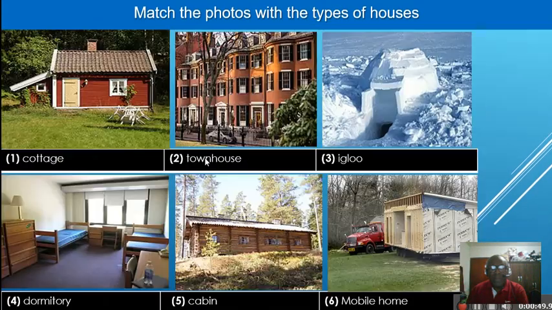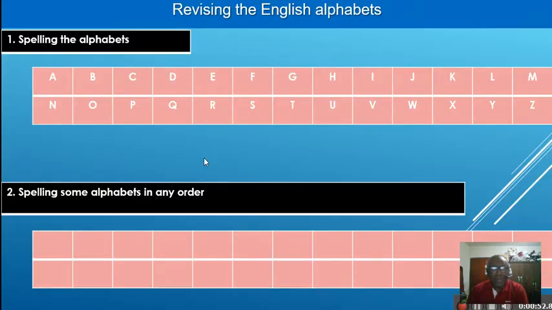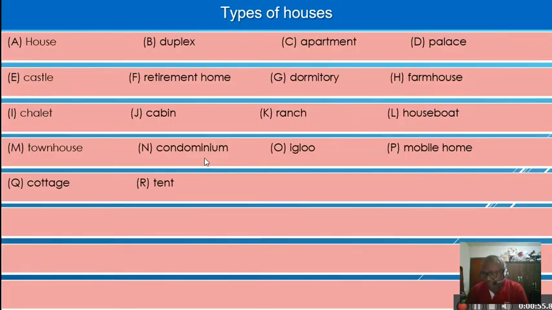So this week we are going to show the response or the answer to the question or the answer to the spelled words. Here we spell these types of houses. Okay. The first one is house, duplex, apartment, palace, castle, retirement home, dormitory, farmhouse, chalet, cabin, ranch, houseboat, townhouse, condominium, igloo, mobile home, cottage, and the tent. So these were the words spelled.